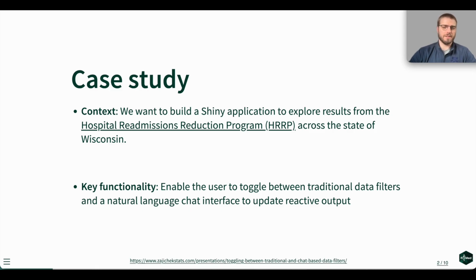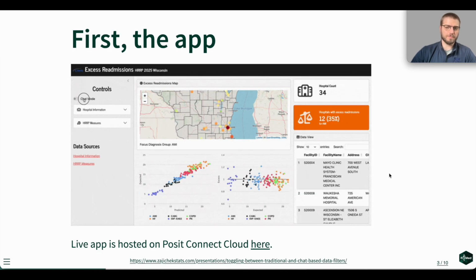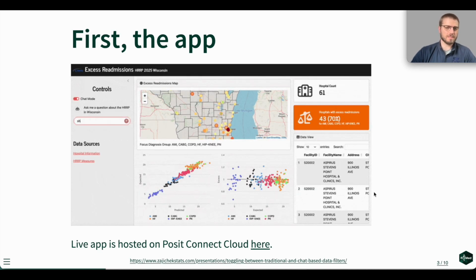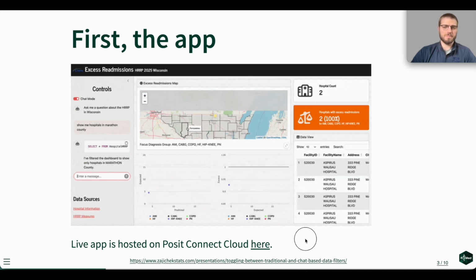So the key functionality I wanted to explore was, can we enable the user to switch between traditional data filters like select inputs or a natural language chat interface and see similar reactive output downstream. So first, just looking at the app, it looks something like this. You can switch on chat mode. The user types in a query or a question, and then the app is going to update accordingly.